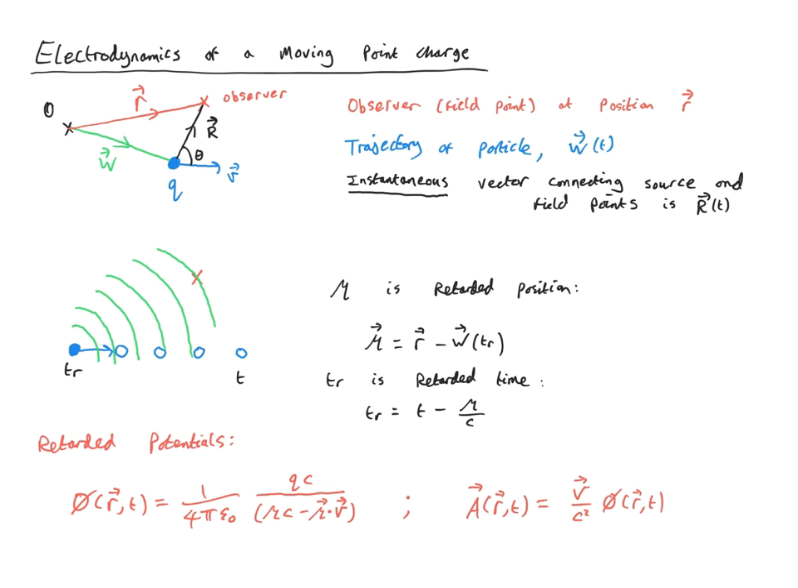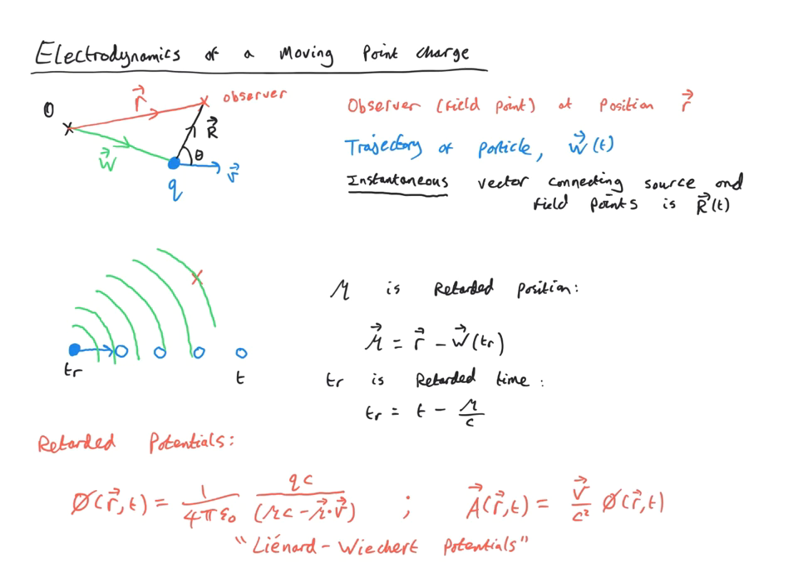We also find that the vector potential A, again evaluated at the same field point of the observer r and at the same time t, is related to the scalar potential. Actually, the prefactor is just the velocity of the moving charge v divided by c squared. So these are very famous forms of the retarded potentials called the Lienard-Wiechert potentials. And these Lienard-Wiechert potentials tell us about the potential for a single moving point charge.